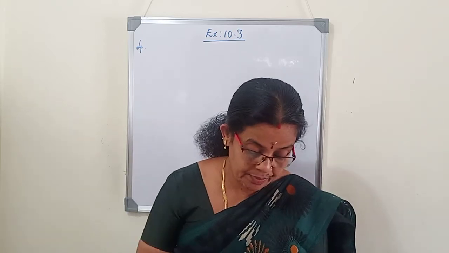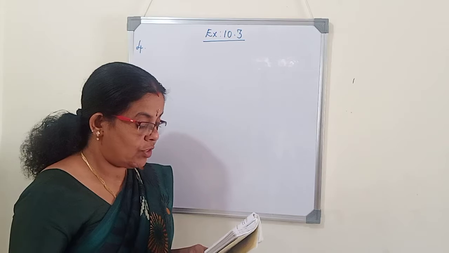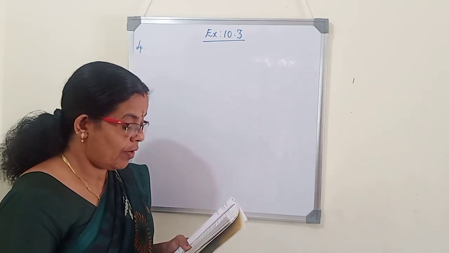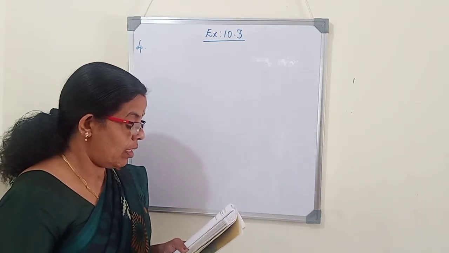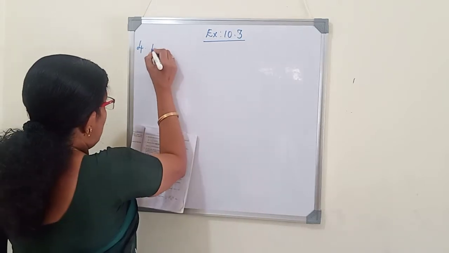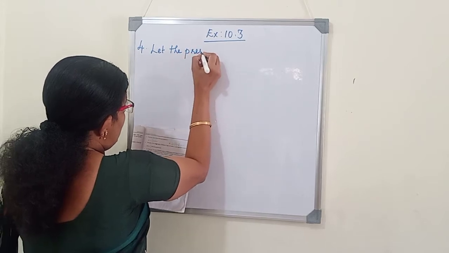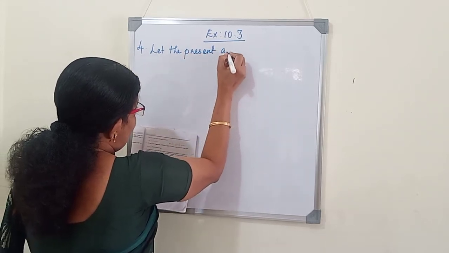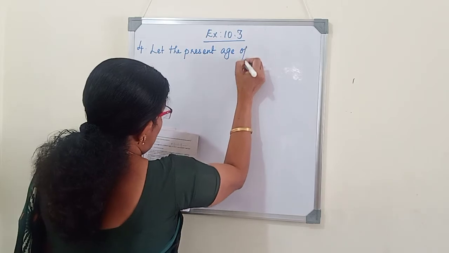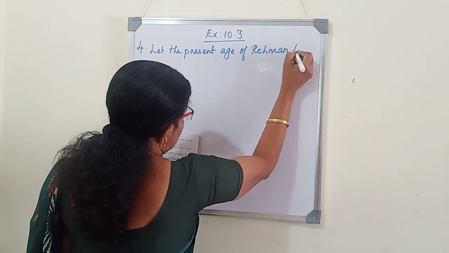Fourth question. The sum of the reciprocals of Rahman's age 3 years ago and 5 years from now is 1 by 3. Find his present age. So we'll start. Let the present age of Rahman be X years.